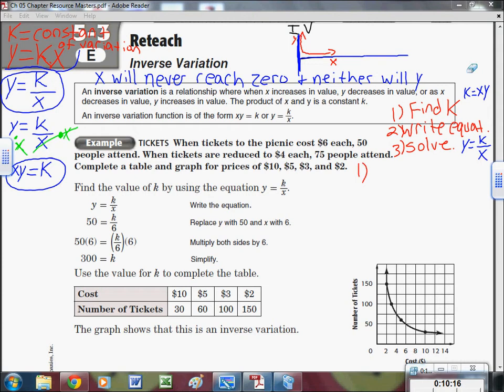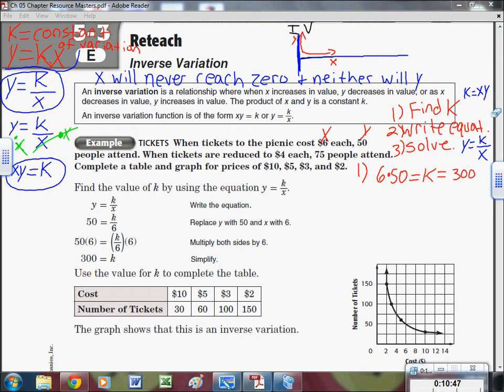So step 1 would be find k. We already mentioned earlier that the price is what causes the number of people to show up. Because it causes it, it's what they choose. That's the x, that's the input. The number of people that show up is the output. So the dollars is the x, and the number of people that show up is the output. So now x times y, that's 6 times 50, that will give you k. And so that gives us 300. So k equals 300.